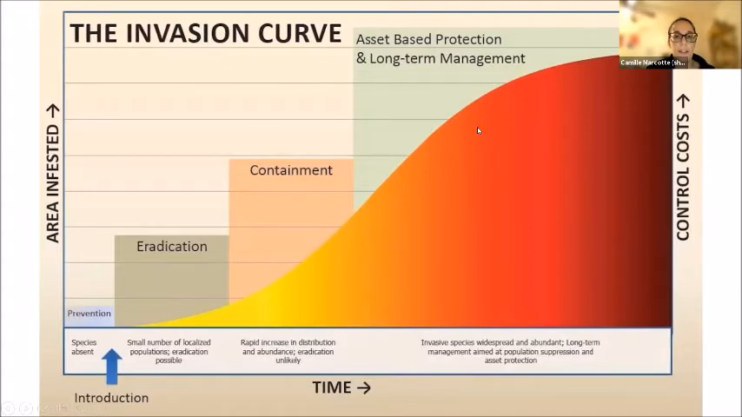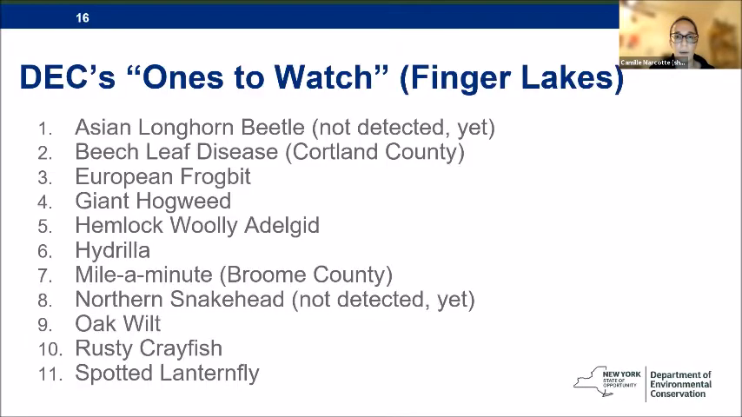And eventually, as time goes on, the area infested increases so much that we're spending a lot more money just on protecting our own assets. Maybe it's like in Skaneateles Lake, having to protect the drinking water infrastructure from zebra mussels and quagga mussels. You know, they're actually spending millions of dollars to move some of the drinking water infrastructure deeper into the lake because of invasives and the harmful algae blooms, which invasives play a role in. So as you can see, it gets more expensive. And so what we can do early on really plays a role in helping to either eradicate or contain or prevent invasives from taking over.